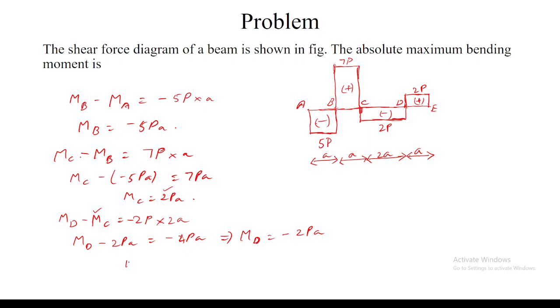And what will be the moment at E? It is trivial, right? It is equal to 0. So what will be the value of the absolute maximum bending moment? 5PA. Yeah, it will be 5PA. So the answer is 5PA. Okay.